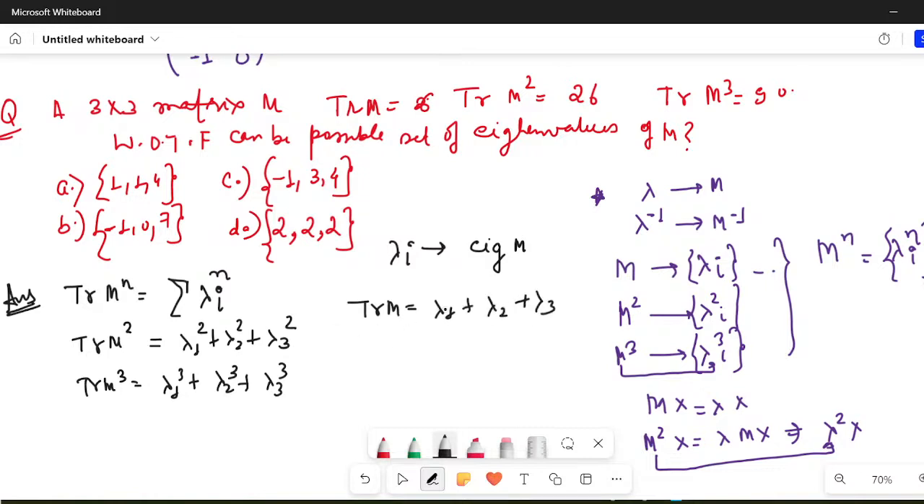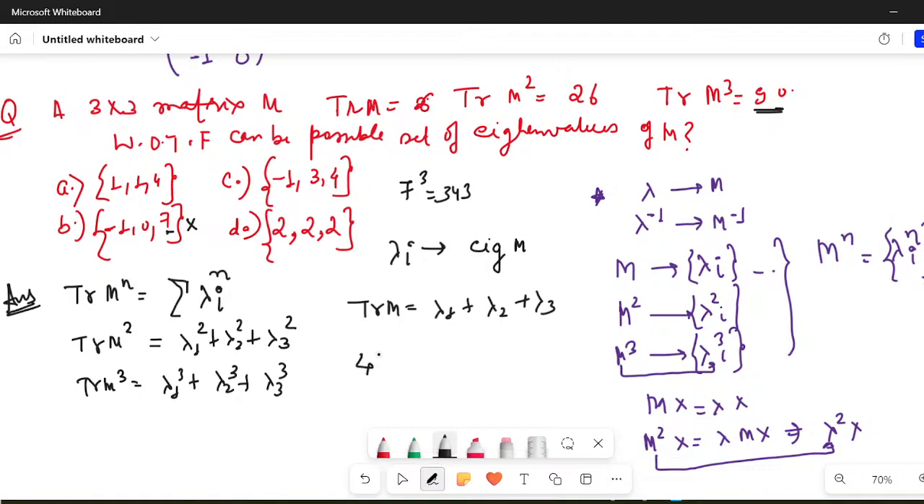Now, if I just take the options and try to use them in reverse, I can try to find the best answer. So, for example, 7 cannot be the case because 7 cube is 343, which is too large. Forget about it. And in any case, this minus 1 is not going to work. So I have this thing: trace of M cube should be 90. So I think this should be the answer.